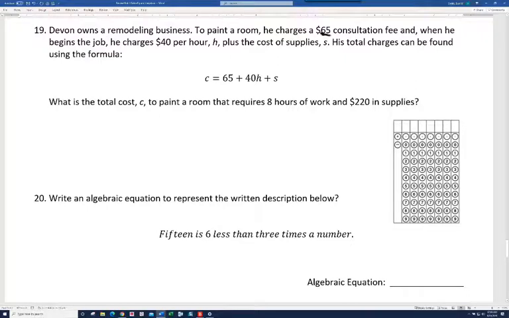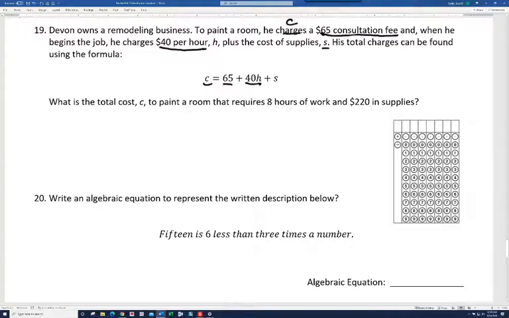So we have a consultation fee, and notice here C stands for charges. When he begins the job, he charges, so you've basically got this fee for consultation, and then $40 per hour. Notice that's this part here. So if you worked 1 hour, it'd be $40 times 1. You'd be paying $40 for that 1 hour. If you work 2 hours, it'd be 2 times 40. So that's the way it works.